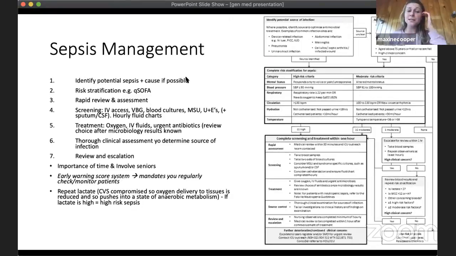Identify the source, say their surgery or something. You want to be doing all of the things in this list that I've done here, considering your rapid IV access and your circulation part, getting those blood cultures, any signs of infection, monitoring the urine and fluids and so on. So yeah, I just thought that might be useful to have.